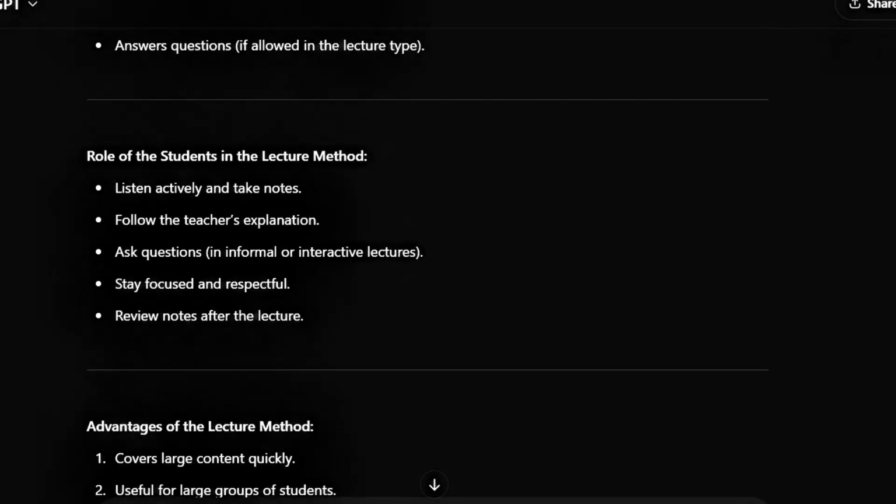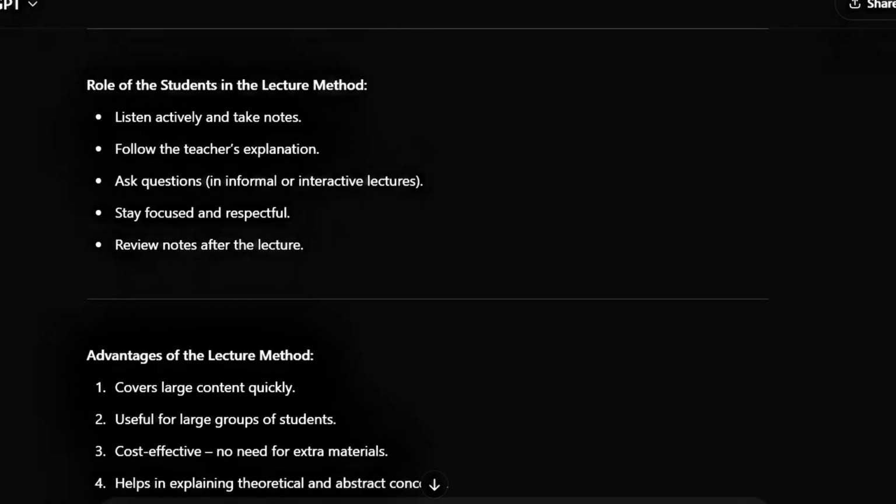Role of the students in the lecture method. Listen actively and take notes. Follow the teacher's explanation. Ask questions in informal or interactive lectures. Stay focused and respectful. Review notes after the lecture.